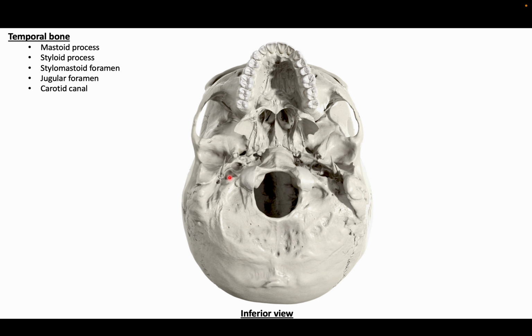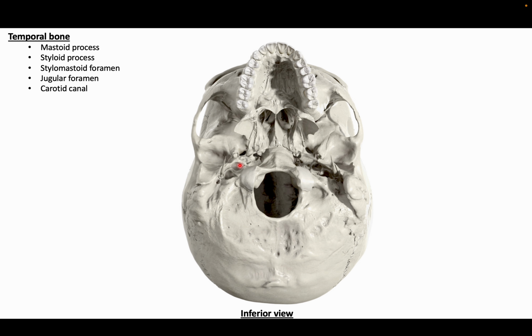Now, right next to the jugular foramen, there's going to be the carotid canal. The carotid canal is an opening again that allows for the passageway of the carotid artery. The carotid artery is a blood vessel that takes oxygen-rich blood from the heart, and it's going to take that blood and supply it to your head so that your head, your brain, can receive oxygenated blood in order to function.